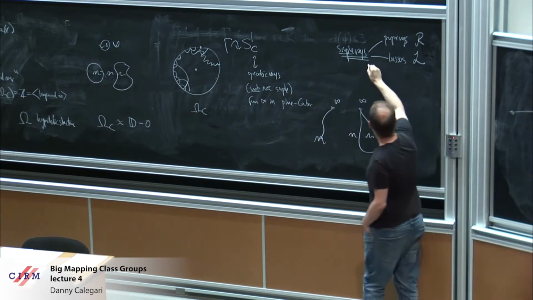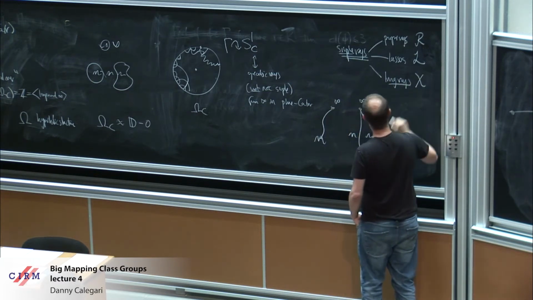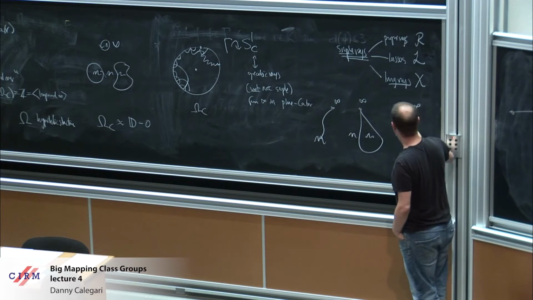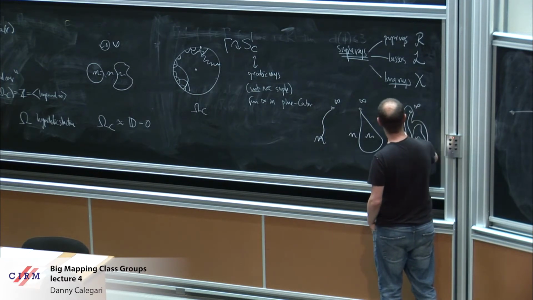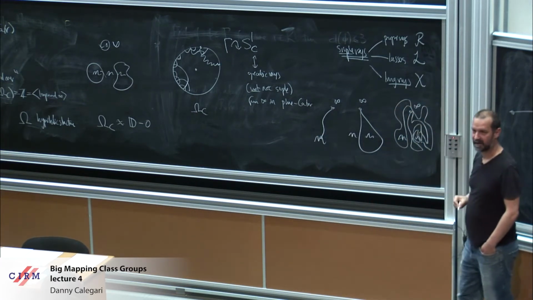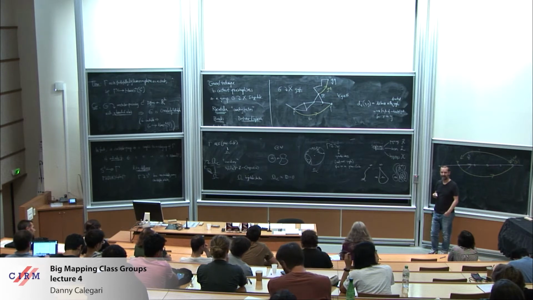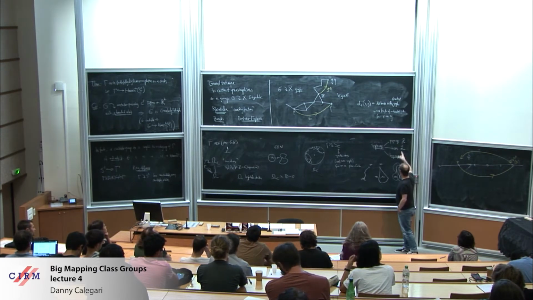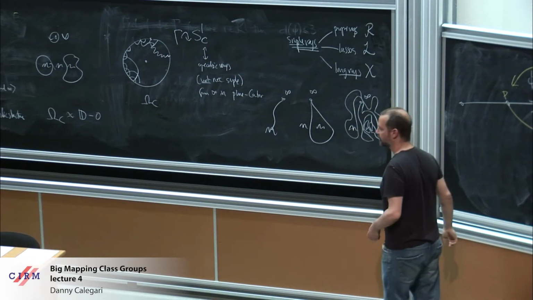And then there's something else, which we call long rays. These are rays that start at infinity, and they head out for a while, and they're not proper. They're simple, but they're not proper. Who knows what they do? They never get out to infinity. They recur to some compact piece of the surface infinitely often. But they're still simple. So these define a nice subset of this circle, which is invariant under the action of the group.